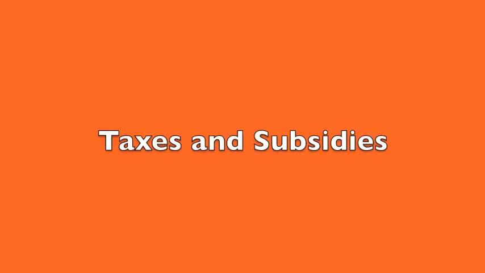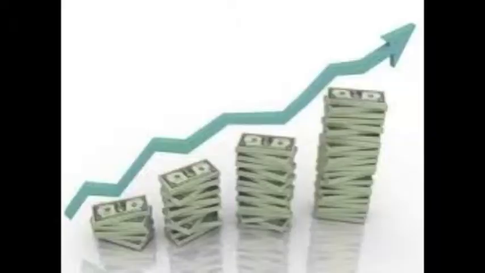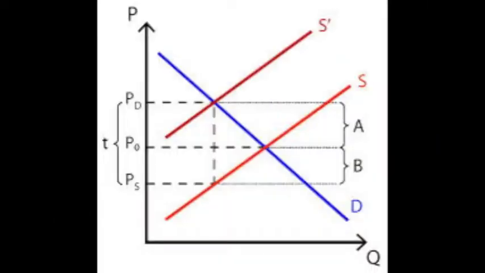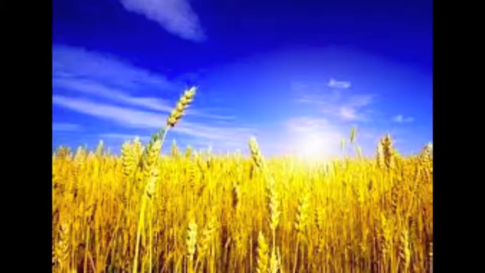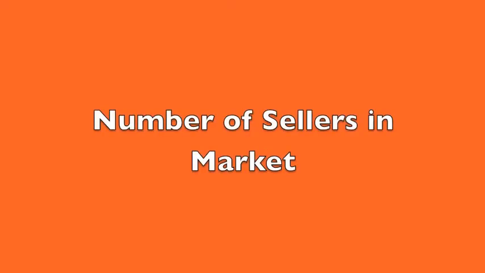Taxes and subsidies is another way through which supply can change. If the government taxes a business, they may pass this on to the consumers in the form of higher prices, as shown in this graph. Producer expectations can also change the supply. If a farmer expects higher wheat prices in the future, he will hold his harvest from the market to make more money. The final way in which supply can change is through the number of sellers in a market.